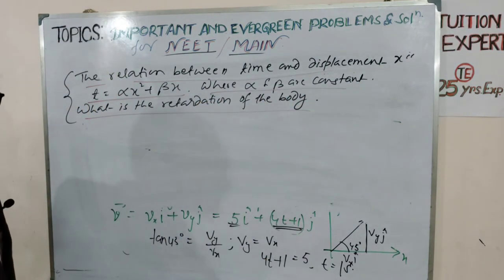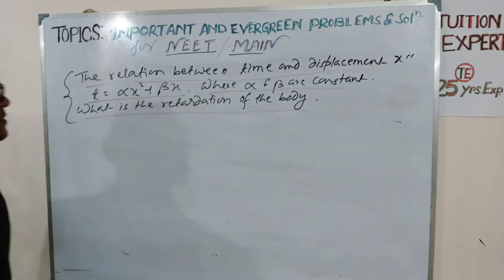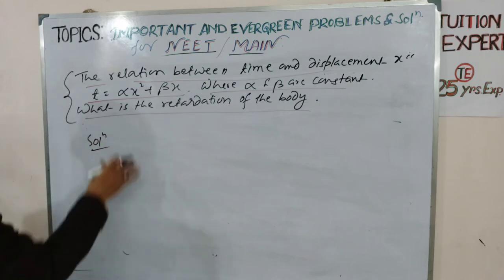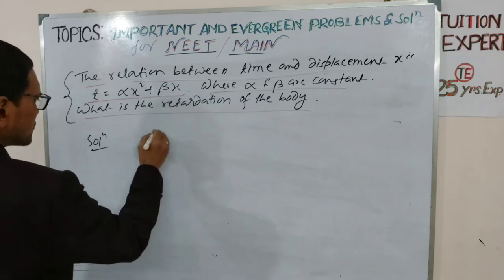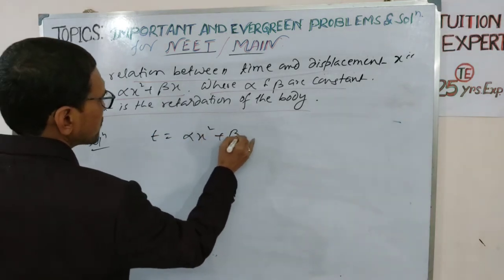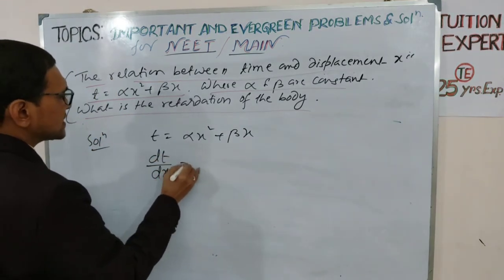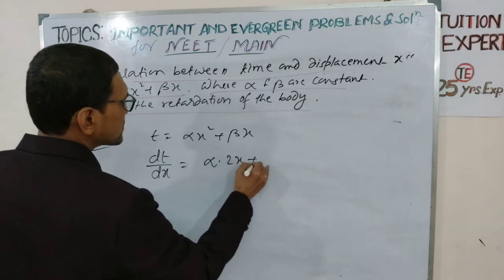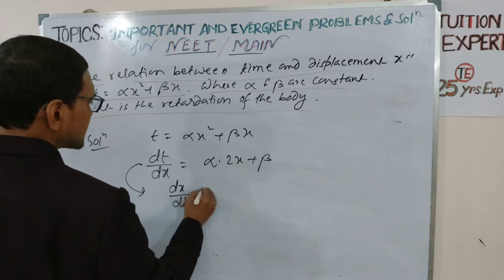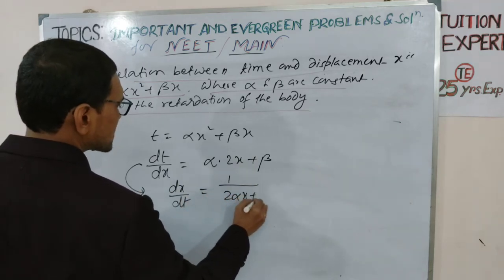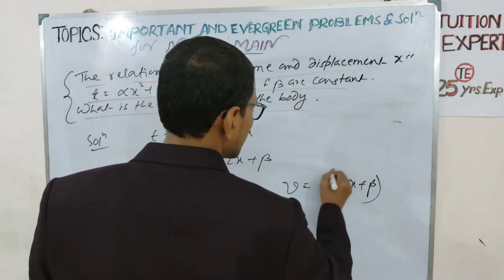Now, here, solution: t equal to this. Now t is a function of x, so first we take the derivative with respect to x. dt/dx equals alpha into 2x plus beta. Now reciprocal: dx/dt equals 1 by (2 alpha x plus beta). That is, v equals (2 alpha x plus beta) to the power minus 1.